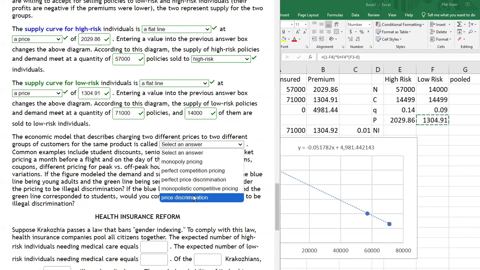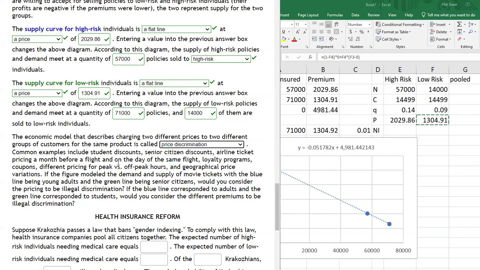It's just price discrimination. Examples include student discounts, senior citizen discounts, airline ticket pricing a month before a flight and on the day of the same flight, loyalty programs, coupons, pricing for the peak and pricing for the off-peak hours, and then geographical price variation. In the figure model, the demand and supply of movie tickets, with the blue line being young adults and the green line being senior citizens, would you consider the pricing to be illegal discrimination?